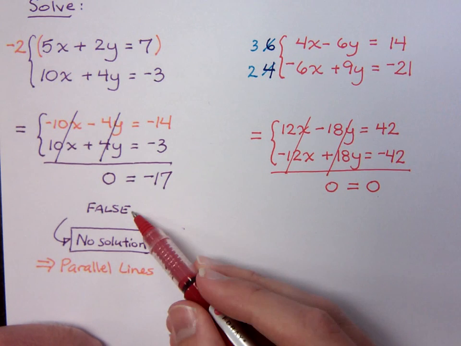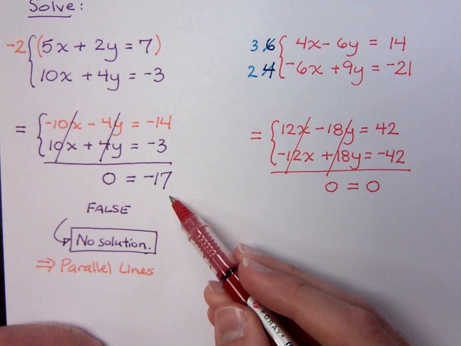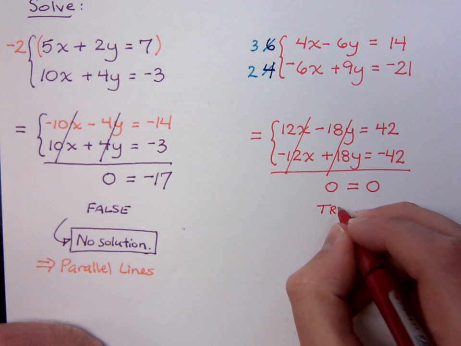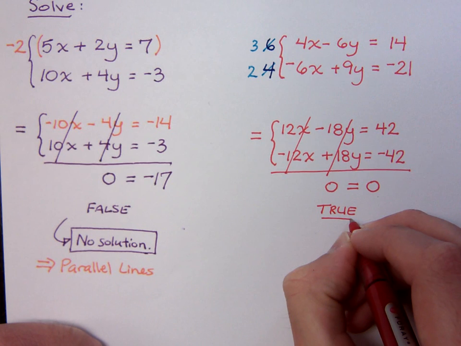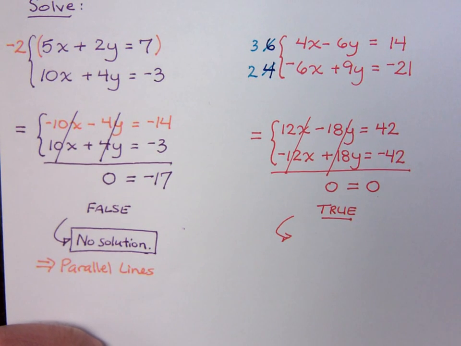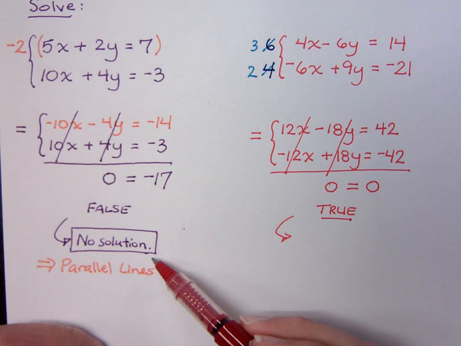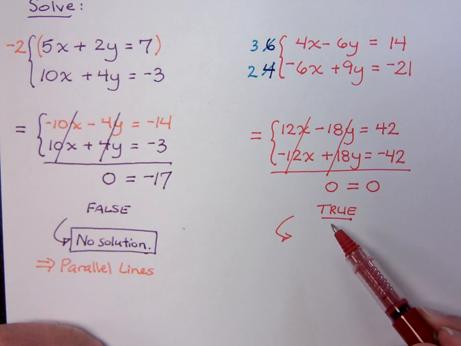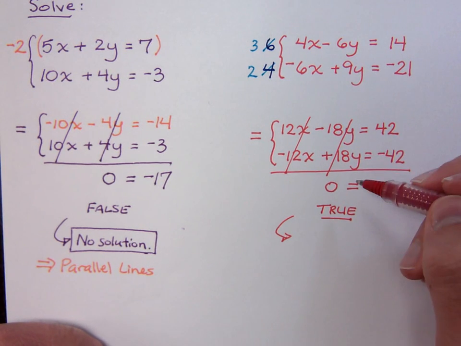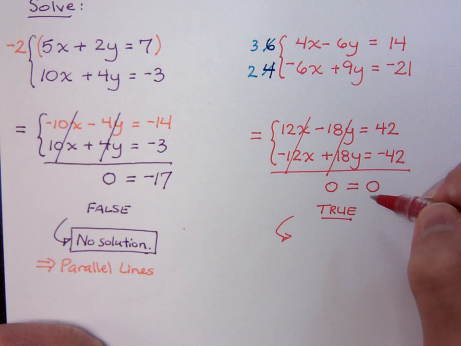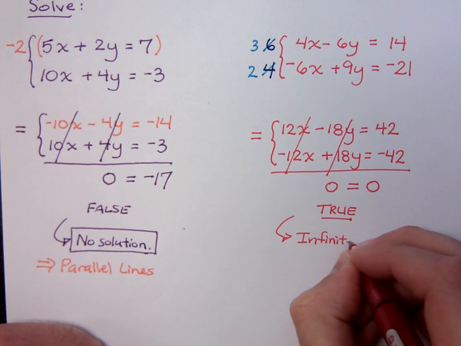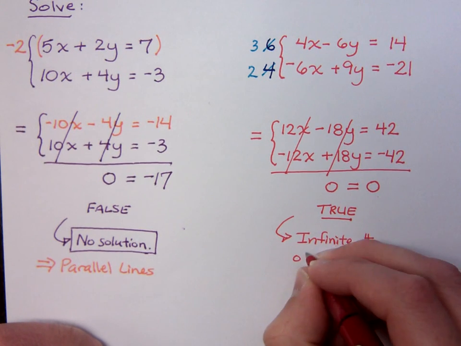Now over here, we said this was false because 0 doesn't equal negative 17. But does 0 equal 0? Yes, so that's a true statement. Well, what does that mean in terms of our solutions? I think it makes sense that a false statement means no solution, but a true statement means something different. If you have where all of the variables legitimately cancel, and you have a true statement, that means that you have an infinite number of solutions.